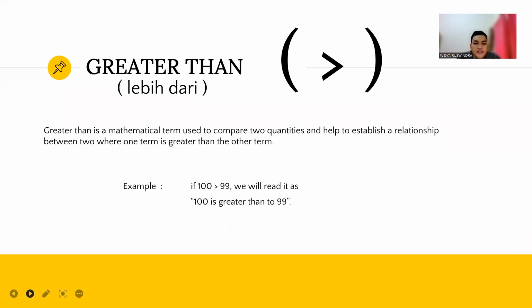Next vocabulary is greater than. In bahasa we say lebih dari, and this is the symbol of greater than. Greater than is a mathematical term used to compare two quantities and help to establish a relationship between two where one term is greater than the other term. For example, 100 greater than 99, and we will write it as 100 is greater than 99.